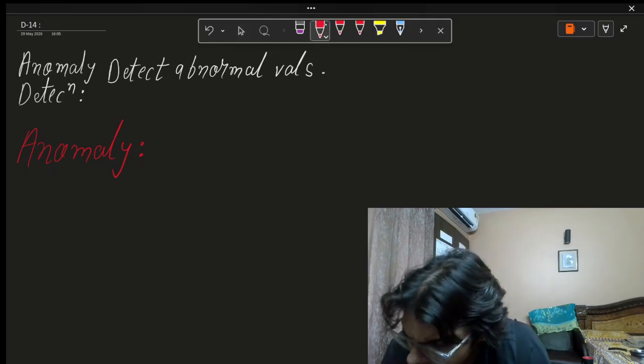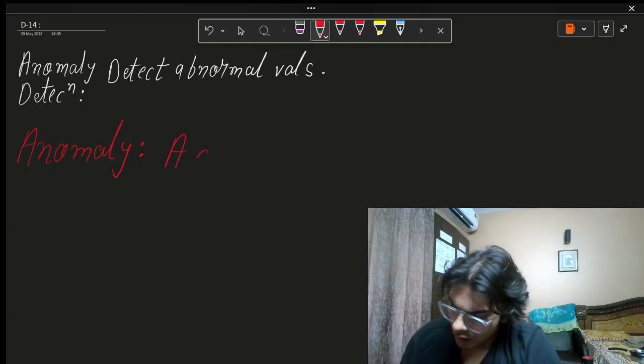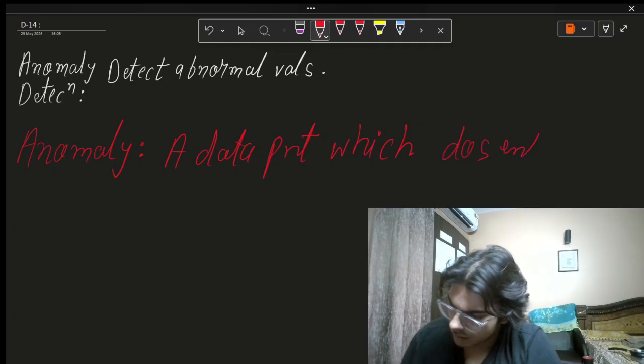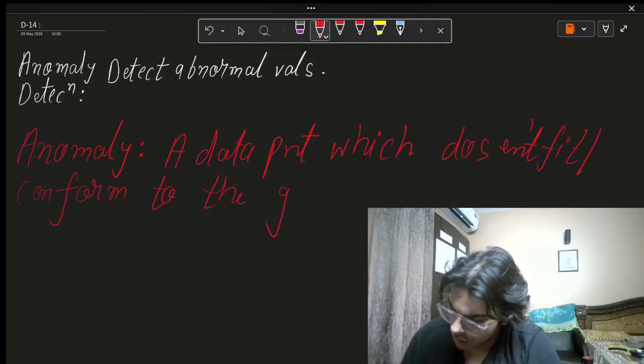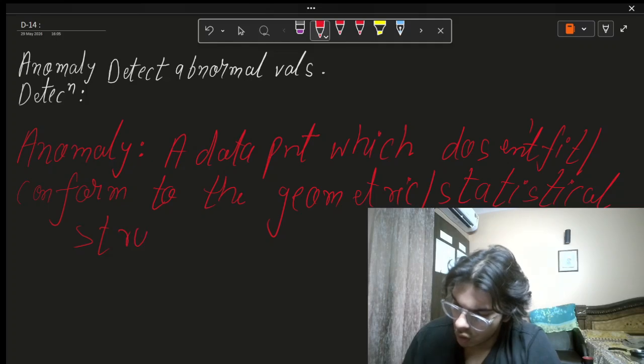Yes, we can. But if you want to express this same idea in a bit more technical terms, maybe we can say that a data point which doesn't fit or conform to the geometric or statistical structure of the data. Okay. Now, what does this mean?